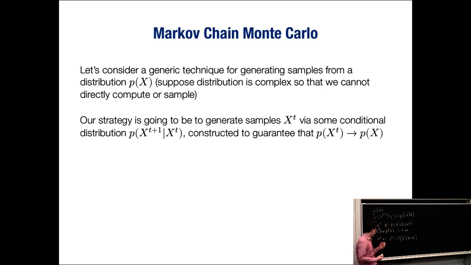What I'm going to have in the end is just a sample xt. It's always just a single assignment to the random variable. But what I'm claiming is, as t gets bigger and bigger, that will approach being a sample from the true distribution that we care about.